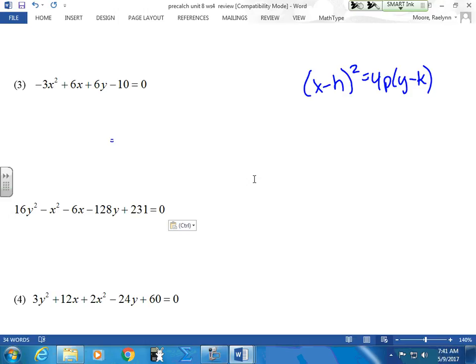But how should I start this? Oh, the X is on one side, all the Y is on the other side. So which side should I keep the X's on? The left, wherever the square is. Keep the square here. So we're going to keep these guys, move those guys over.